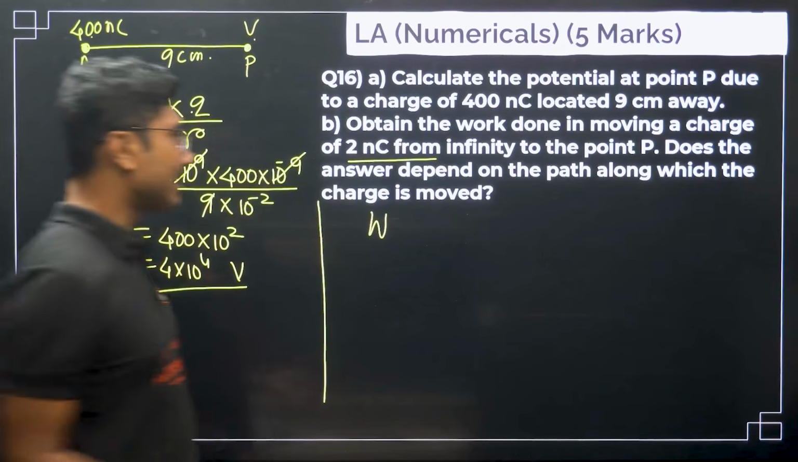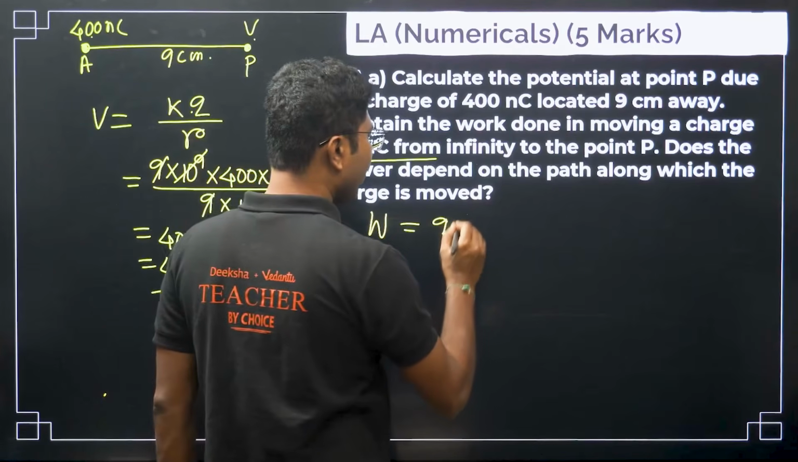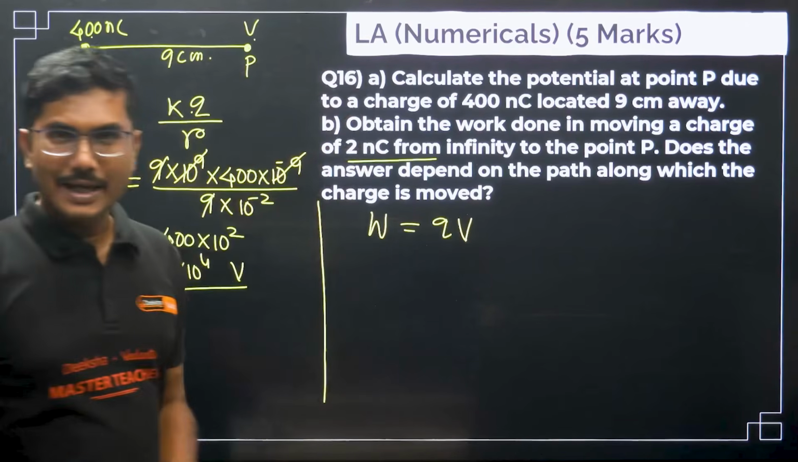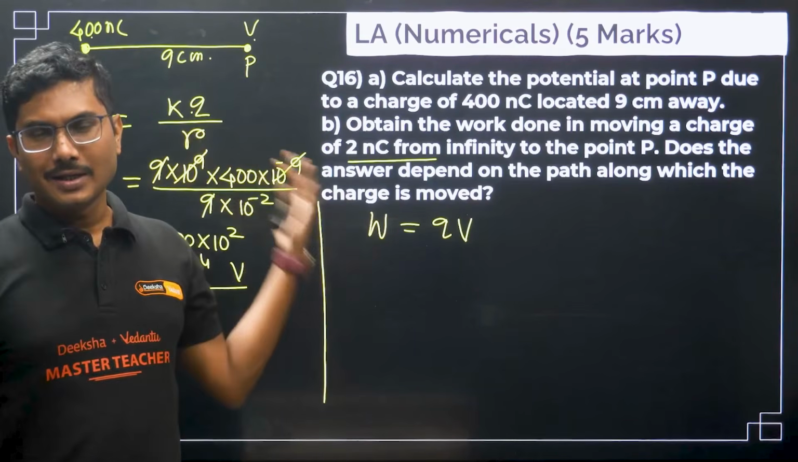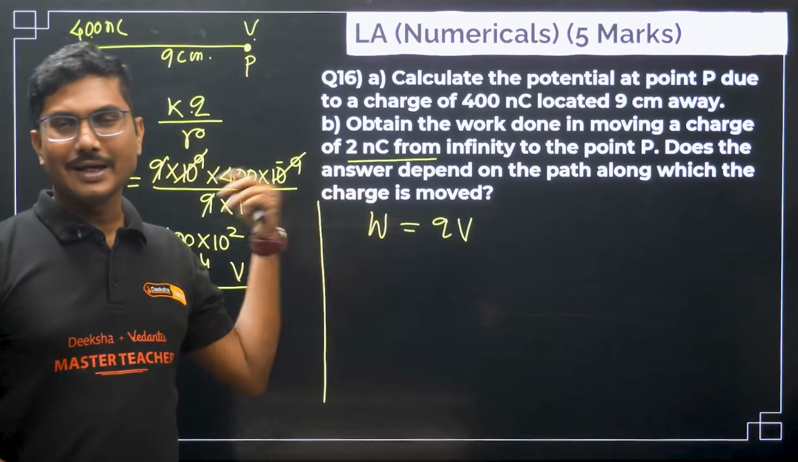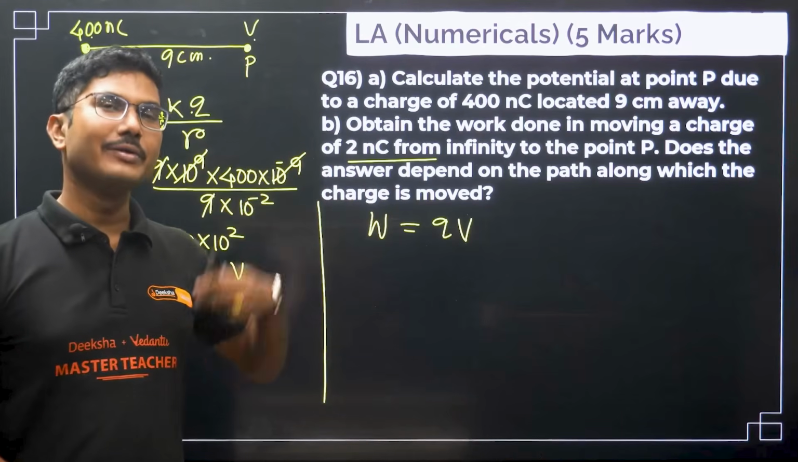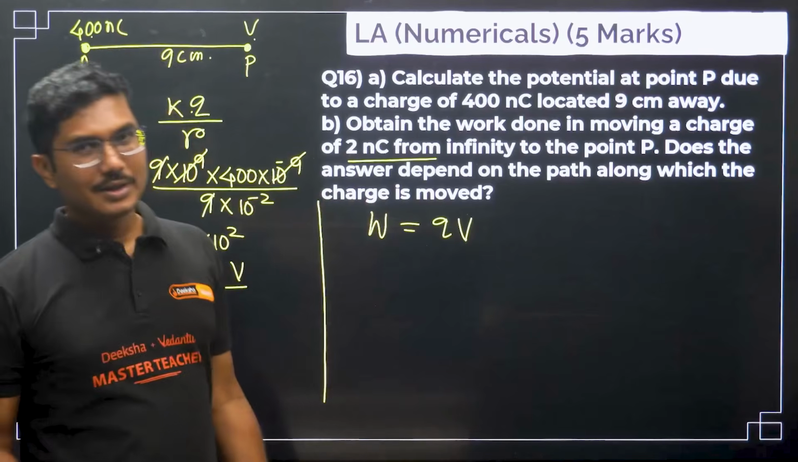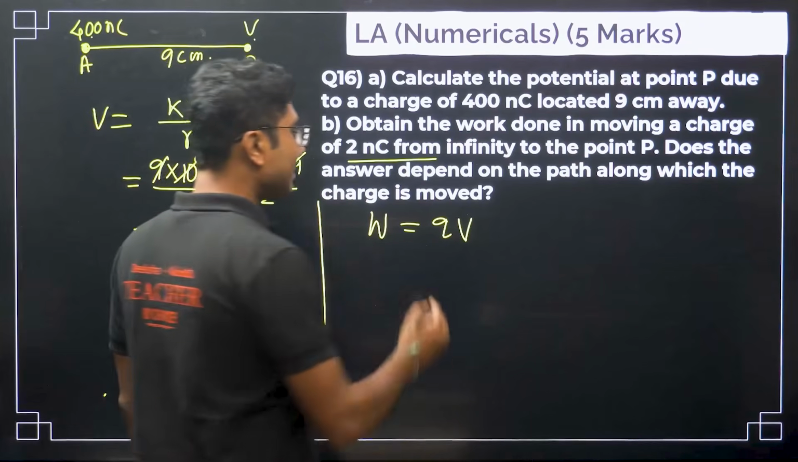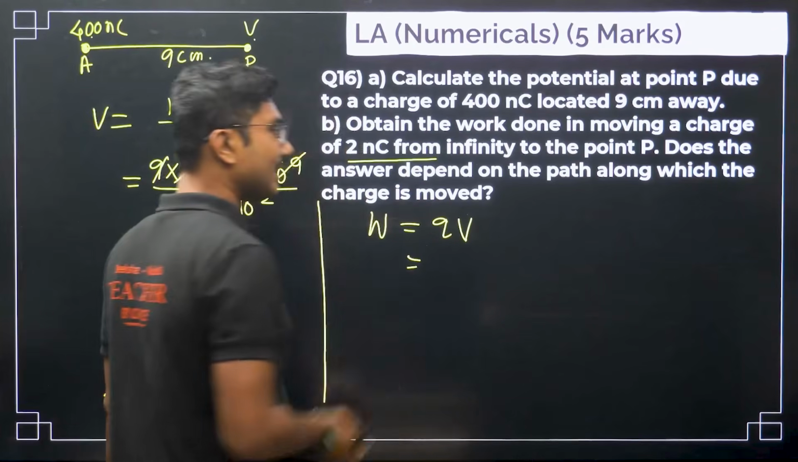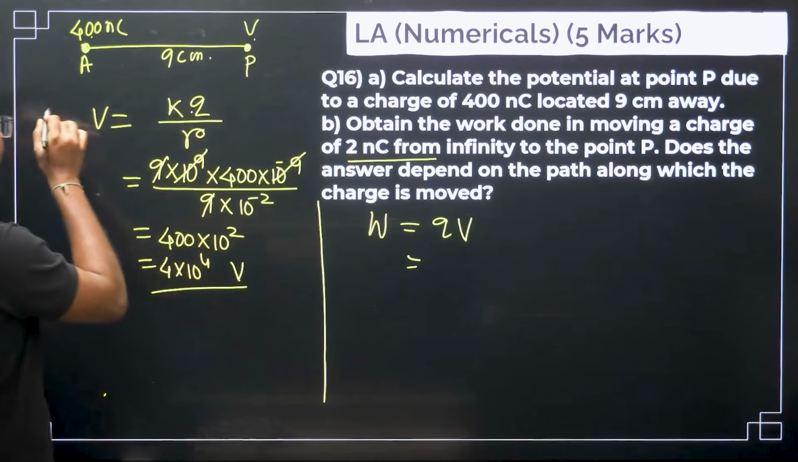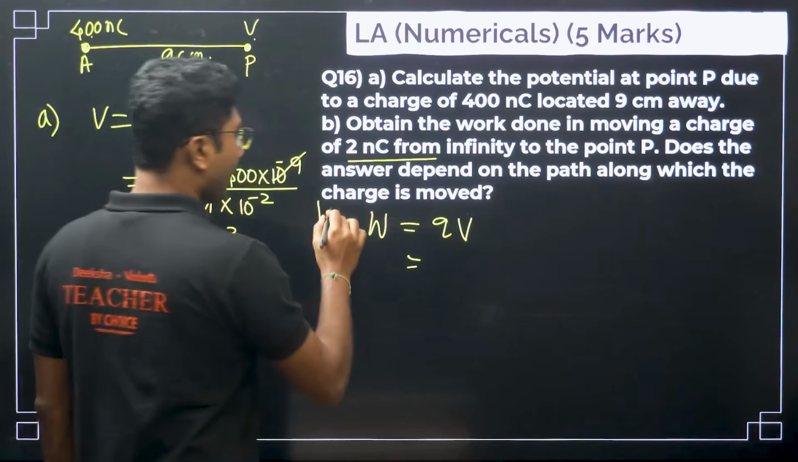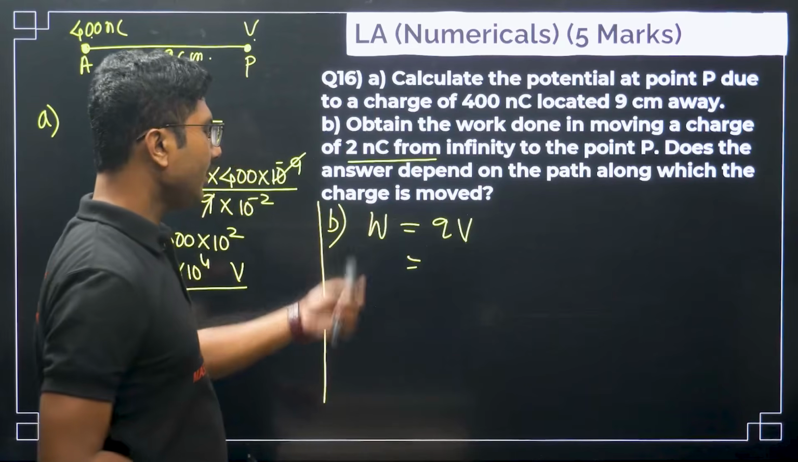For any other charge it will be Q into V. As simple as that. For one person, I need say 100 rupees. For 2 persons, I will need 2 into 100 rupees. Simple as that. So that's why this is very, very important. So work done is basically Q into V. So this is part A, by the way. This is part B.